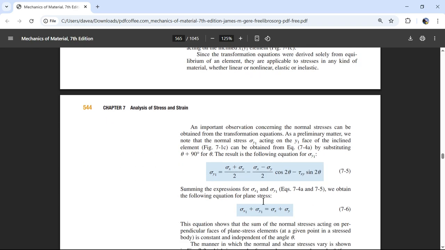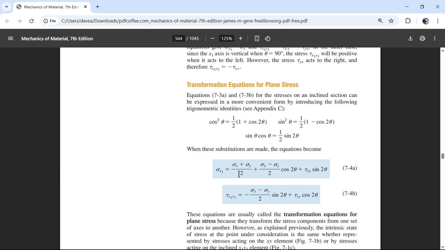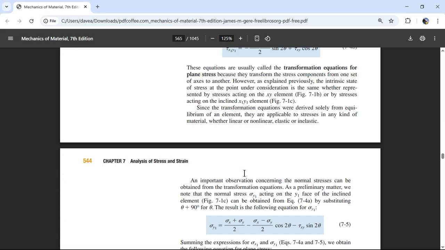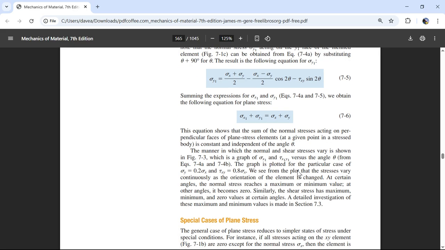And this is going to be 1/2 sigma x, 1/2 sigma y. And so this is going to be 1/2 sigma x and 1/2 sigma y. So when you add those halves, you're going to get sigma x plus sigma y. And that's it.